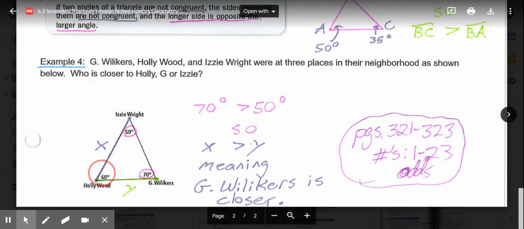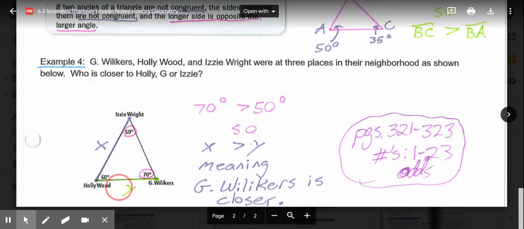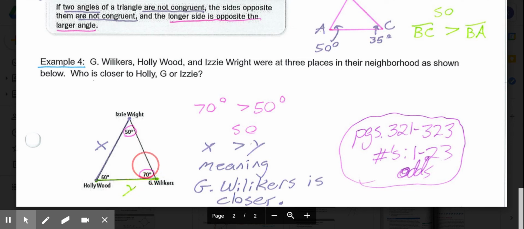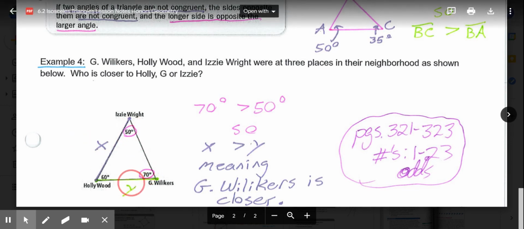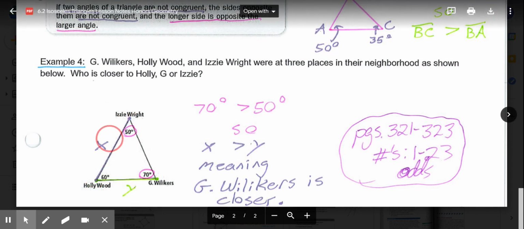So Holly has a measure of 60-degree angle. G. Willikers has that 70-degree. Izzy has that 50. So is the distance from Hollywood to Izzy or Hollywood to G. Willikers shorter? Well, 70 is opposite the x, 50 is opposite the y, so we know this side x is larger than this side y, meaning that G. Willikers, this distance of y, would be closer than this distance of x. So G. Willikers is closer to Holly than Izzy.